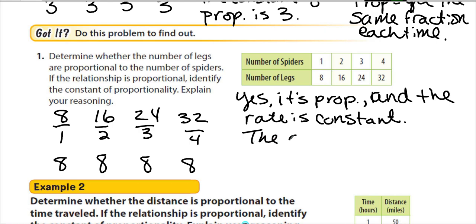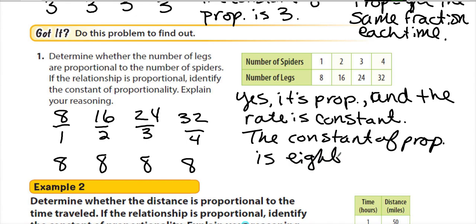The constant of proportionality is 8. Okay? All right. Let's try it again.